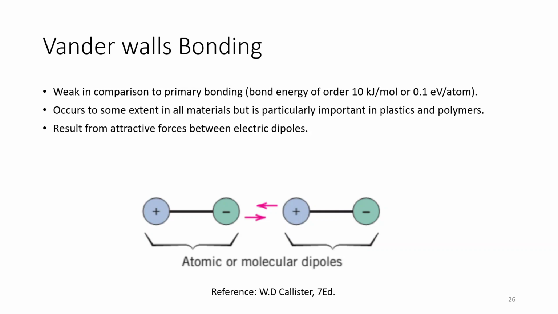Van der Waals bonding is weak in comparison to primary bonding, and bond energy is of the order of 0.1 electron volt per atom. It occurs to some extent in all materials but is particularly important in plastics and polymers. It results from attraction forces between electric dipoles.